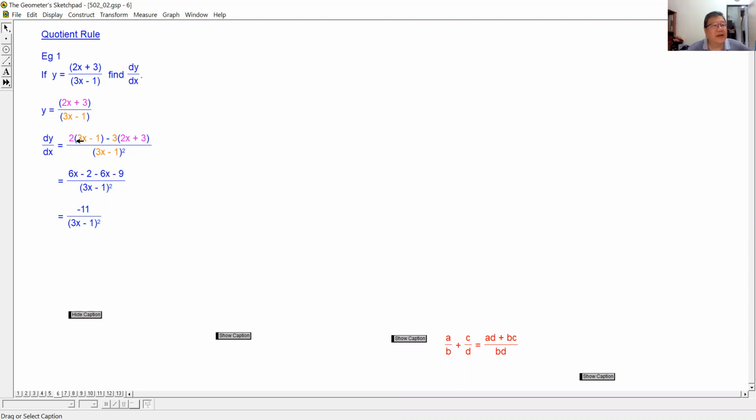Simplify, you just multiply in. 6x minus 2, negative 3 times 2, negative 6x, negative 3 times positive 3, negative 9. The 6x and 6x cancel off, it becomes negative 11. So the answer is negative 11 over (3x minus 1) squared.